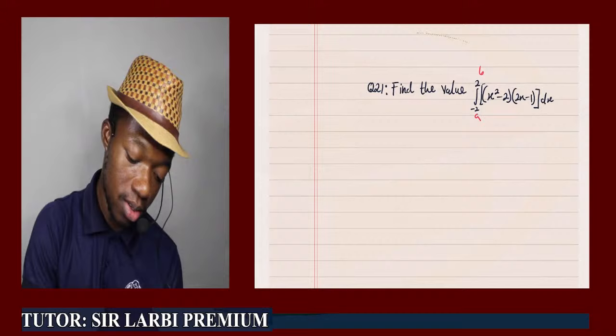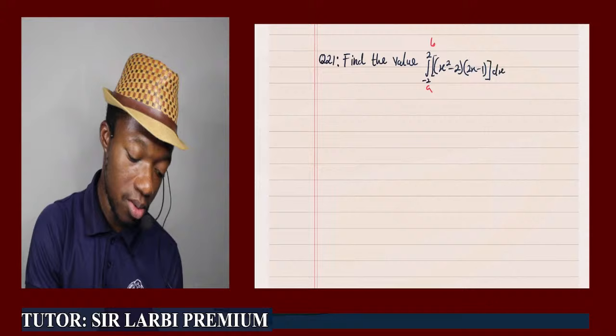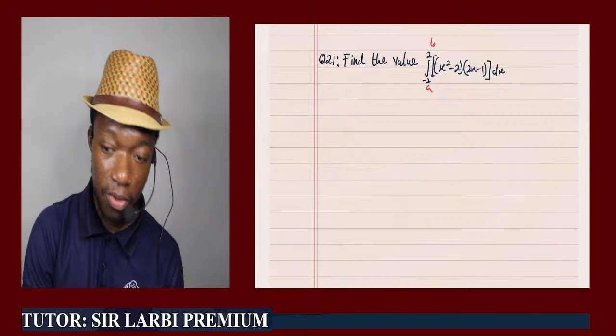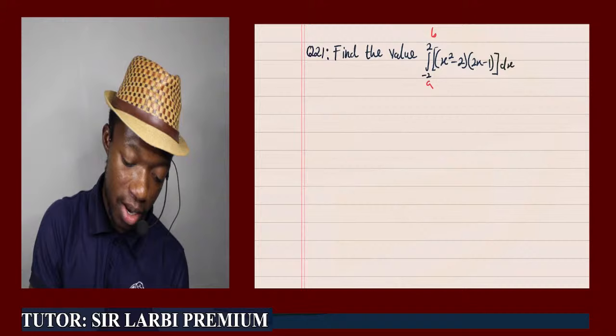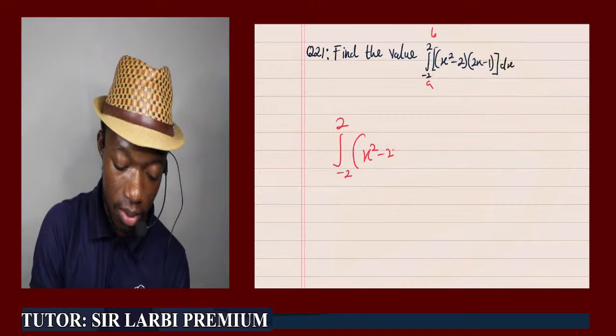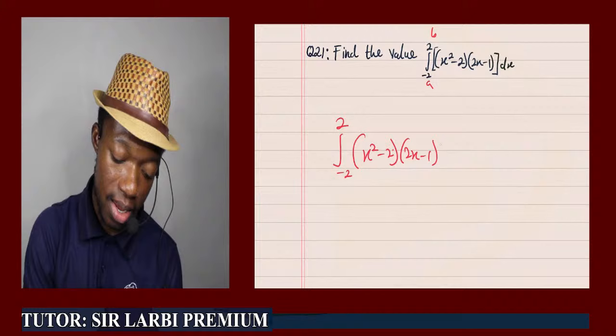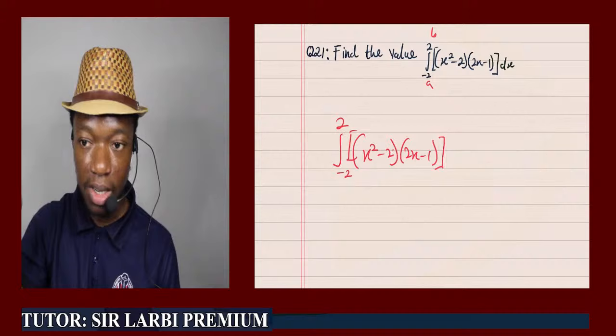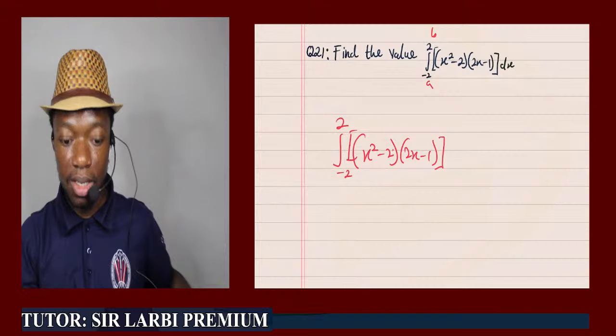So we are asked to find the value of this definite integral. So how do we go? We follow the same rule for integration, and then you are good to go. So we have the integral from negative 2 to 2 of (x squared minus 2)(2x minus 1), bracket closed like that. Before you can actually integrate this, you must first expand. This is actually binomial expansion. You just have to expand the function so that you can see the real picture of what they are trying to say here.